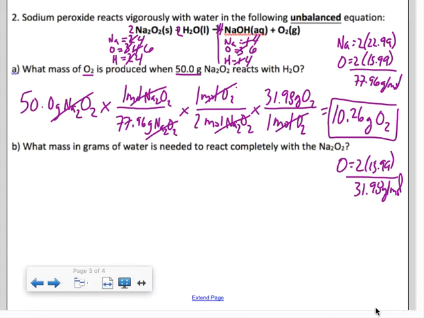Second part, what mass in grams of water is needed to react completely with Na2O2? So we are given 50 grams of Na2O2. That was our given, so you're just going to use that. And they want to know how much water you're going to need. So I kind of already did the legwork up here. Got to convert grams of Na2O2 to moles by dividing it by the molar mass.